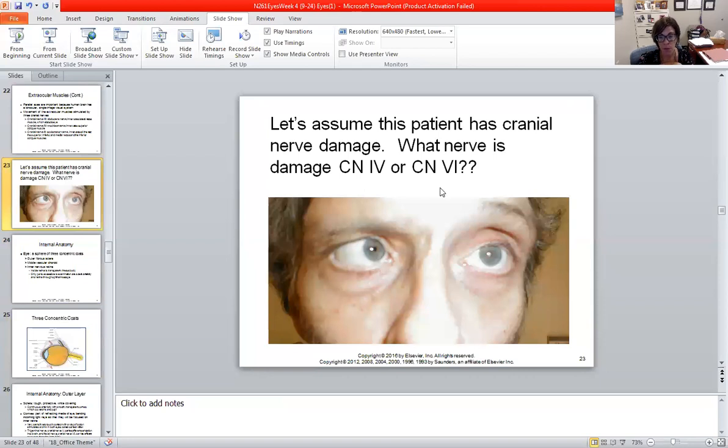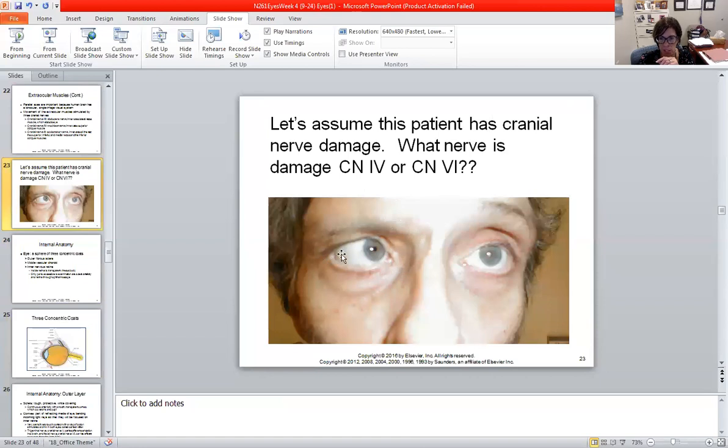But if we're just assessing cranial nerves and we think that this person may have a cranial nerve issue, 6 wants you to look this way. 4 wants you to look this way. So what nerve do you think is damaged here? Do you think 4 is damaged or 6 is damaged?